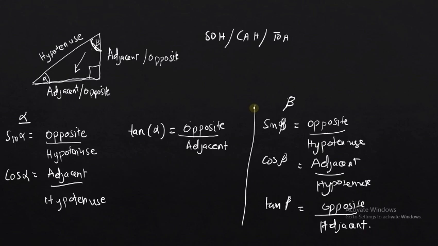So this is how we define the trig ratios. Okay. So now on the next page we'll be talking about how we measure trig angles, and we'll talk about some special angles.